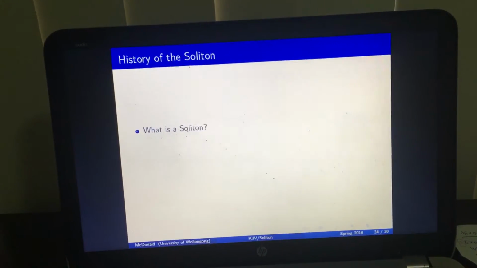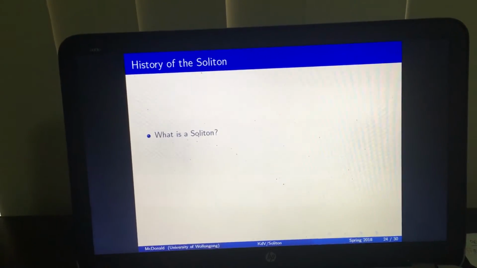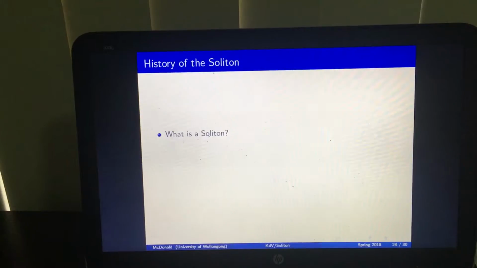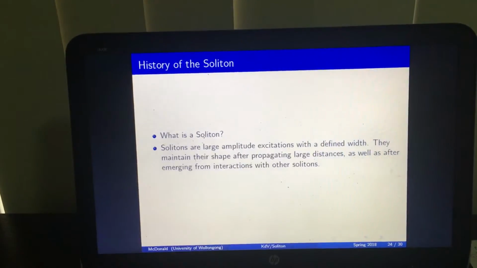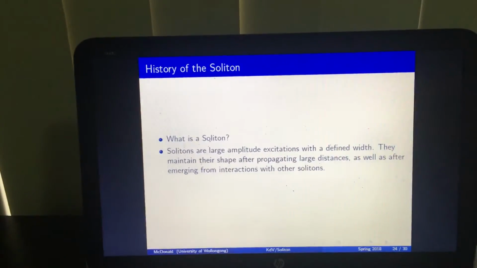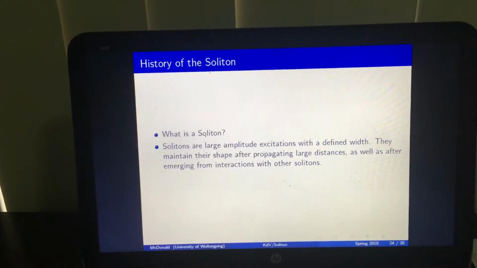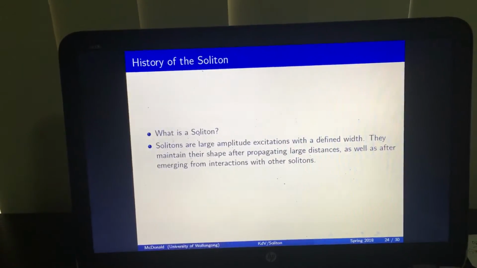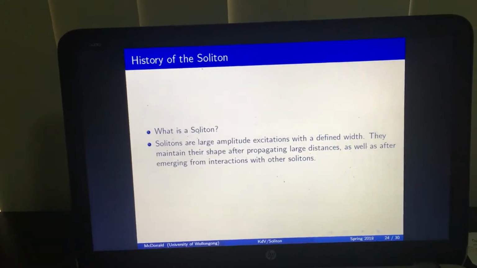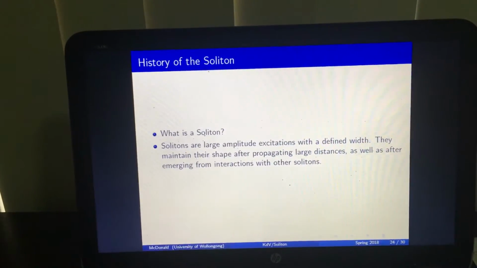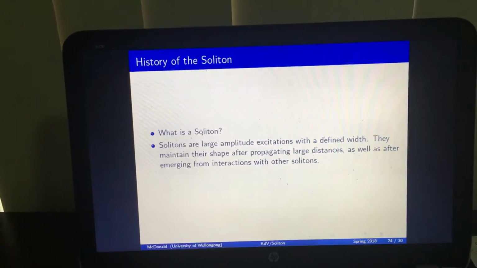So we'll describe a soliton formally here. We've already gone through how to derive it. So a soliton is a large amplitude excitation with a well-defined width. And they maintain their shape after propagating long distances, as well as after emerging from interactions with other solitons.